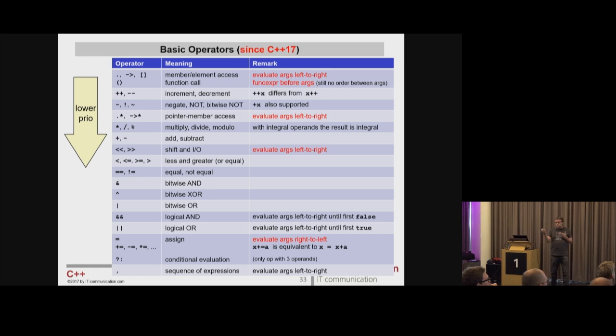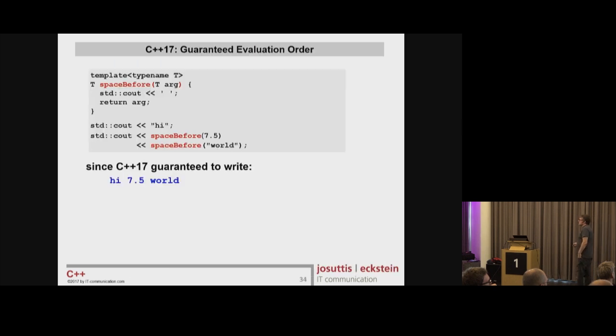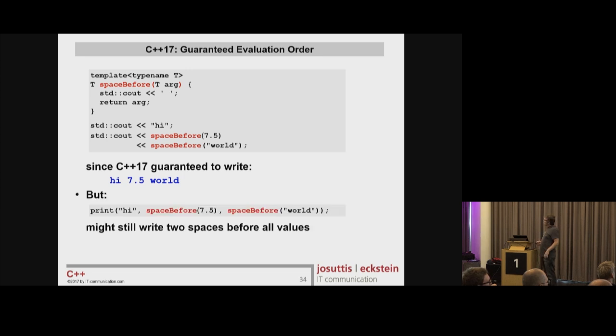There was a big fight, and those who like fast compilers said, oh, that's too much, because we pay a price not using the ideal way to evaluate expressions. So that means this is now guaranteed to work. By the way, note that we still don't have a guaranteed evaluation order in function arguments. So if you pass them as arguments to a function call, you might still get 2 spaces in a row.